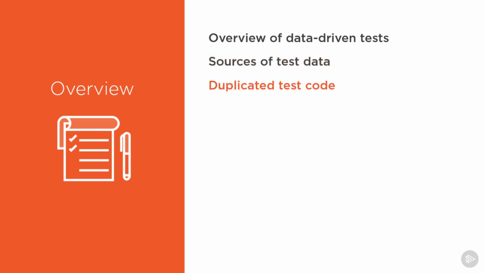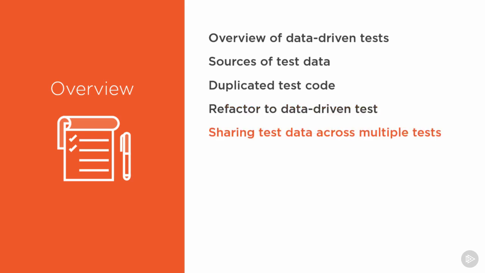We'll then head into Visual Studio and we'll write some new tests for our player character. As we're doing this, we'll notice that we're creating some duplicated test code. We'll then start to go and refactor these multiple test methods to a single data-driven test. We'll then learn how we can share the same set of test data across multiple tests or multiple test classes.